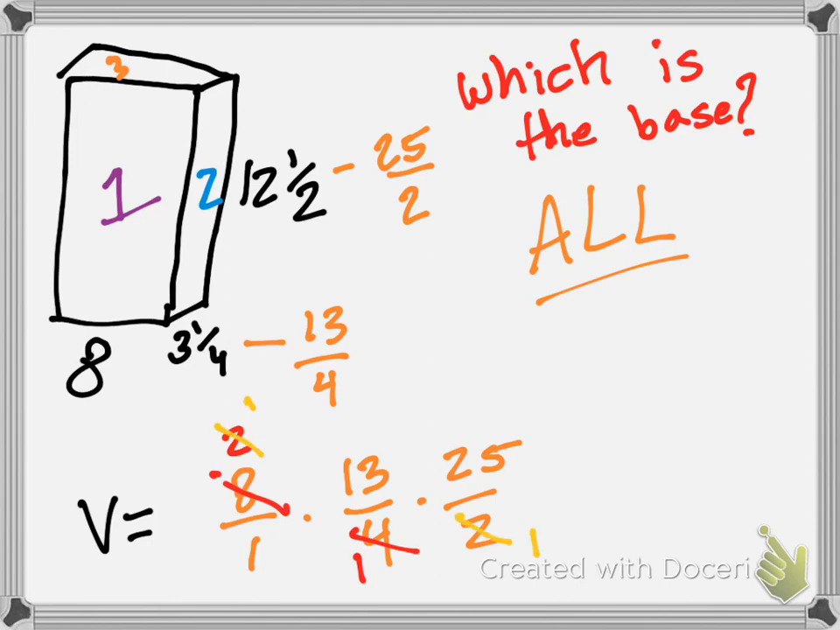Yeah. You can cross-cancel anything as long as it's on the top and the bottom with multiplication. So we have now ended up with 1 times 13 times 25. What is 13 times 25, Gore?